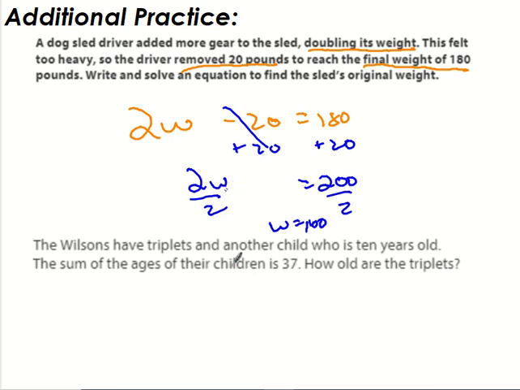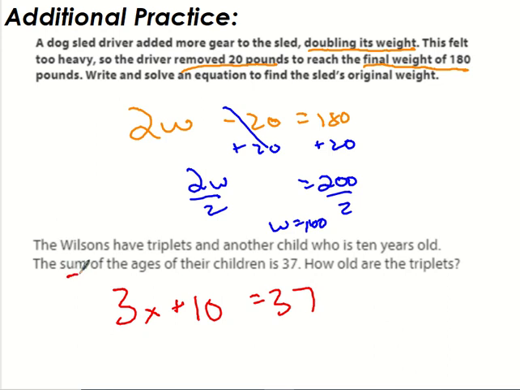Okay. Last one. The Wilsons have triplets and another child who is 10 years old. So the sum of the ages of their children is 37. How old are the triplets? So they have triplets. Triplets means they're all the exact same age. That's 3 times the age of the triplets, plus the other child who's 10 years old. And if I add the triplets with the 10-year-old, I get 37.